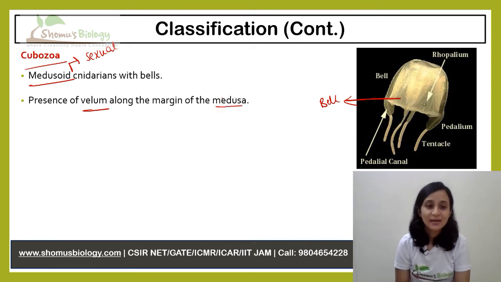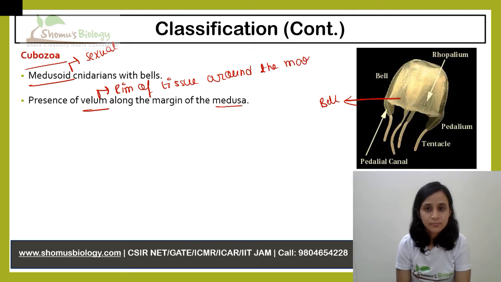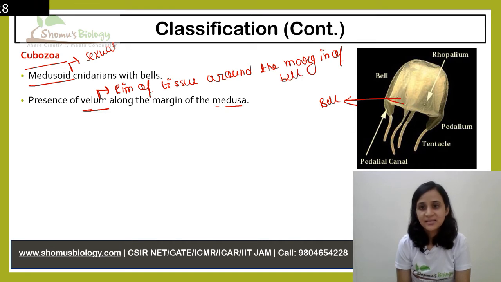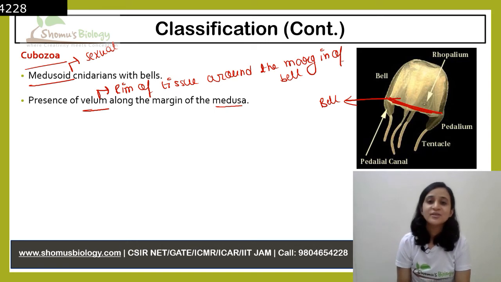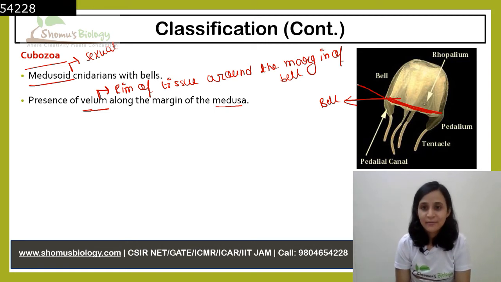So they have some velum, and what is velum? Velum is actually the rim of tissue around the margin of bell. So around this margin of the bell, here you will get a rim of tissue, and that is called velum.